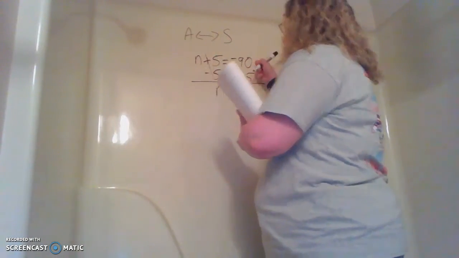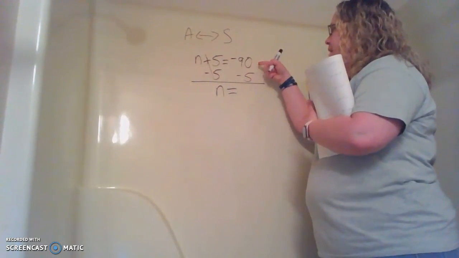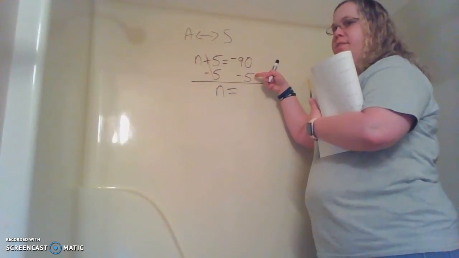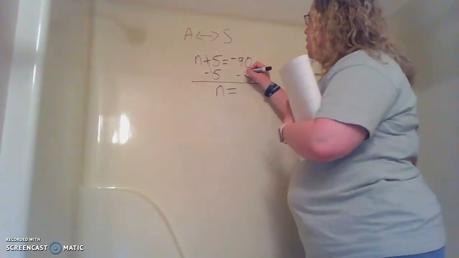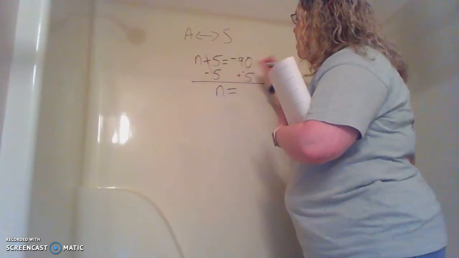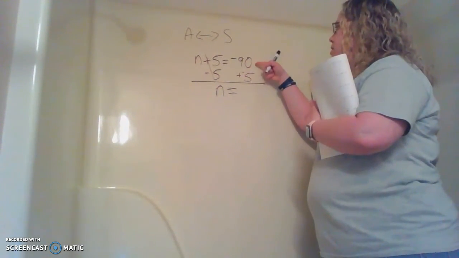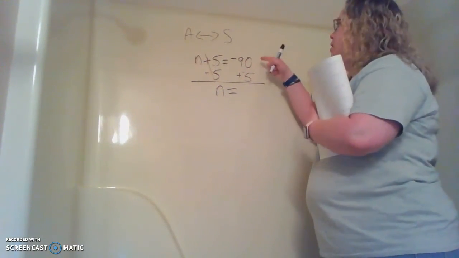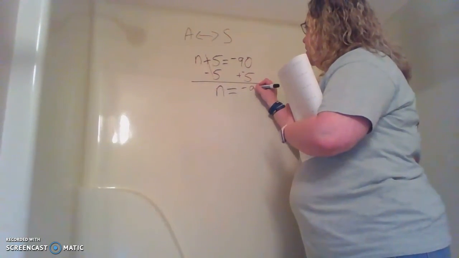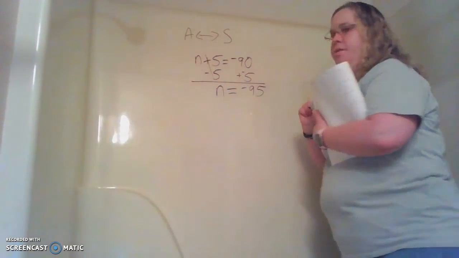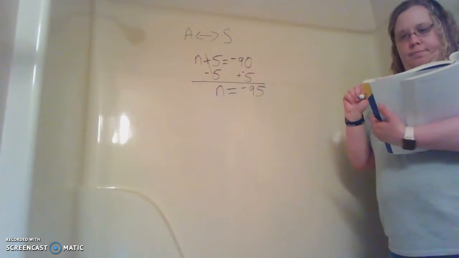All right, and then we have 2 negatives. And this is where y'all like to get tripped up. You have -90 minus 5. So it's not 85. What you're actually doing is you're adding another negative. Okay? So, slash and dash. -90 plus -5 gives us -95. So our final answer is -95.